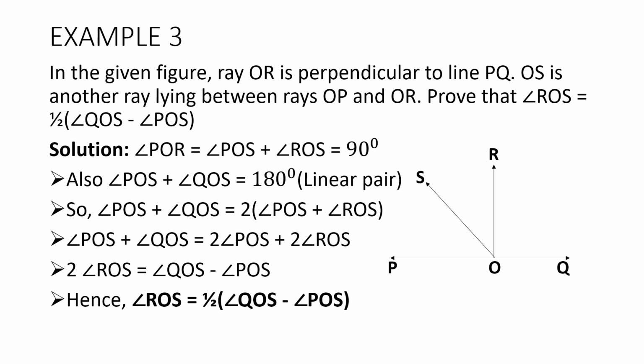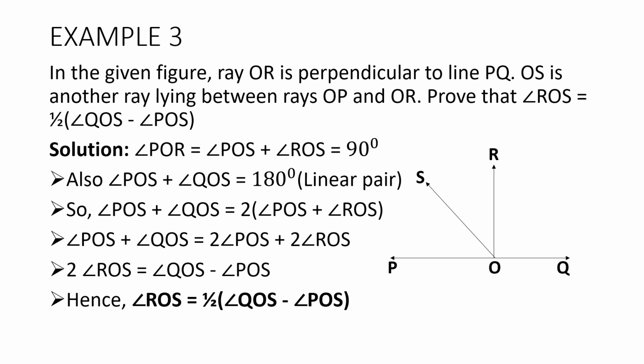So what is angle POR? POS plus ROS. So angle POS plus angle ROS is 90 degree. Why 90 degree? Because OR is perpendicular. So now angle POS plus QOS, it forms a linear pair. So that total is 180 degree. So now angle POS plus angle QOS is 180 degree, which is 2 times 90 degrees.